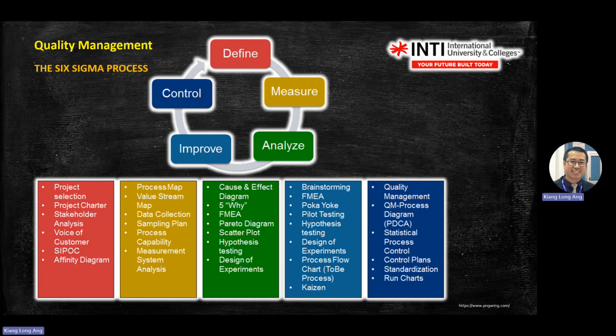For measure, you have how you measure. You have all these systems. Then analyze: you use the cause and effect diagram, fishbone diagram, 5 Why, FMEA, Pareto, scatter plot, hypothesis testing, design of experiments. This one you learn a lot in the engineering program. You use a lot of tools here. Then improve, you use FMEA.